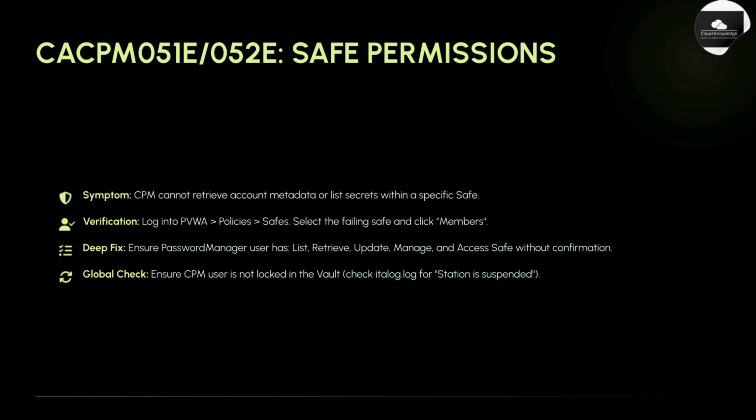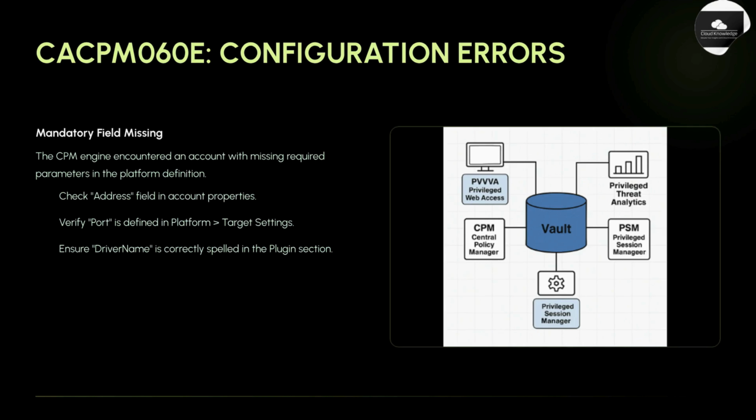CACPM 051E or 052E indicates safe permission issues. Verify the password manager user has the required safe permissions, including list, retrieve, update, and manage. Also, check if the CPM user is locked in the vault.